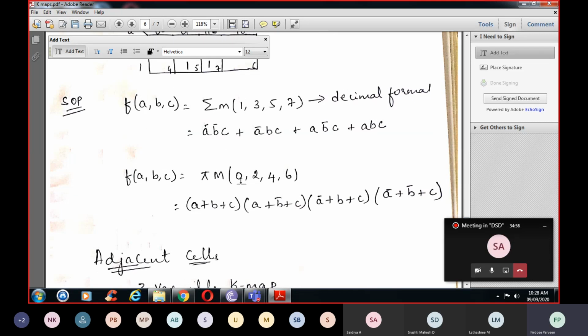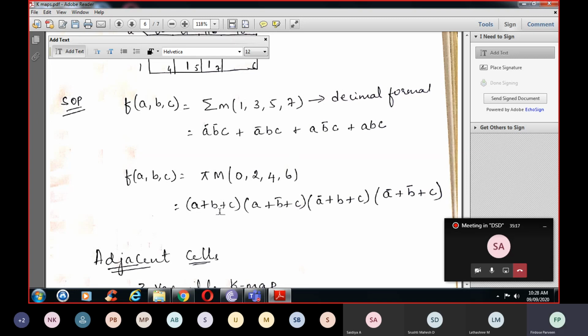How will you write 0? 0 means 0, 0, 0. In POS, 0 means without bar. So 0, 0, 0 means A plus B plus C. 2 means 0, 1, 0. Here 0 means without bar and 1 means with bar. It is the opposite of SOP.